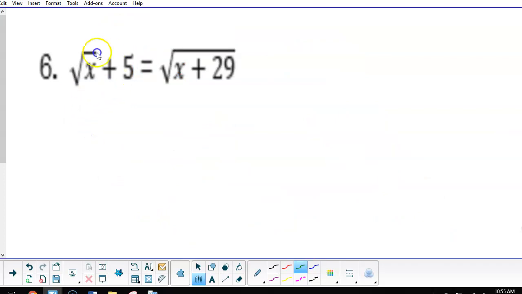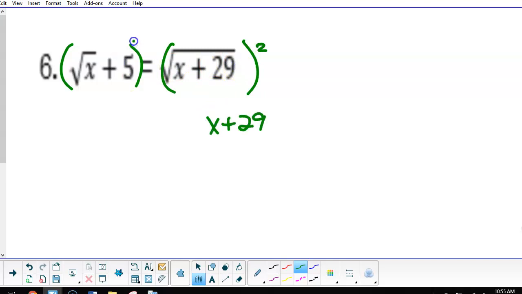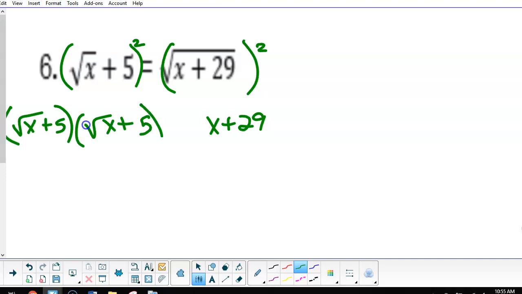Okay, guys. Which side comes out nicer here? Yeah, everything was under the radical, so we just end up with an x plus 29 when we square that side. This side, we have a square root of x plus 5 times the square root of x plus 5. Square root of x times square root of x is square root of x squared, which is x. Okay, then I have plus 5 square roots of x, plus another 5 square roots of x, plus a 5 times 5 or 25.